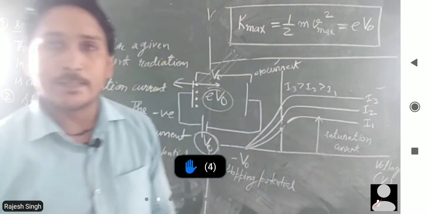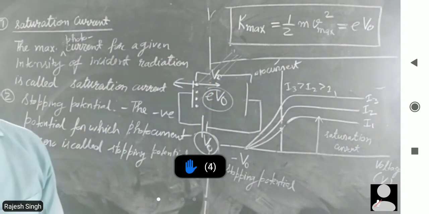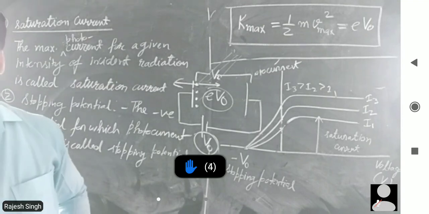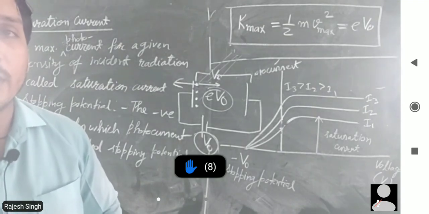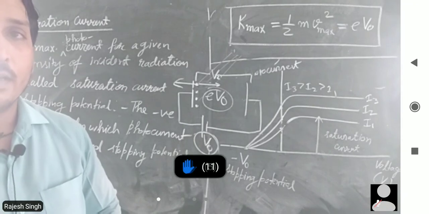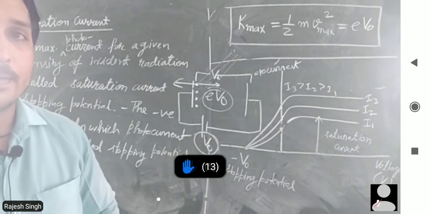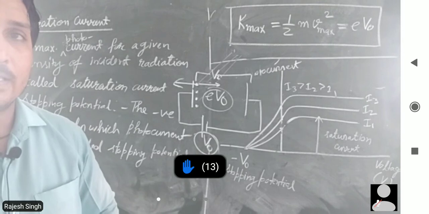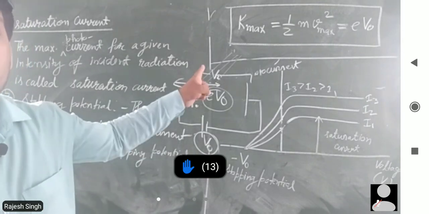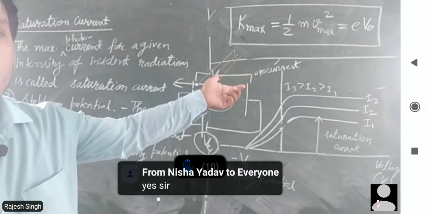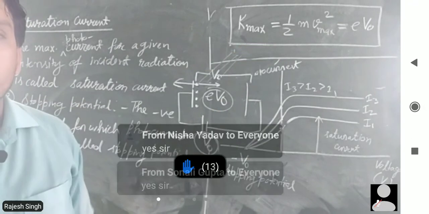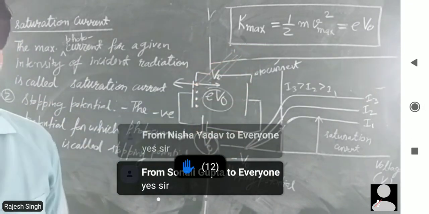Anyone else? Anyone having any doubt? Raise your hand if you got that. Tell me in the chat box if you have got that. Have you got this formula? K max is equal to half m v max square, which is the classical one, and then eV0. How does that eV0 come out? Have you got that?